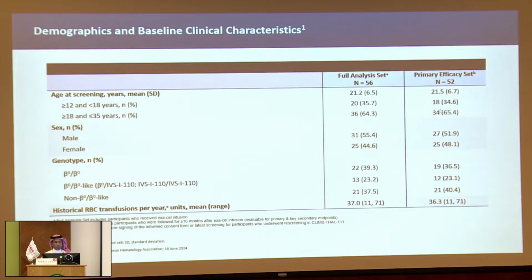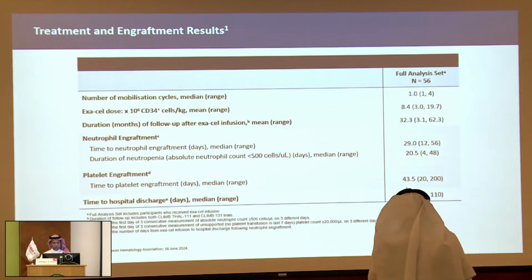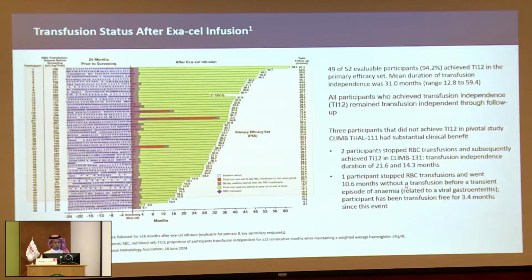Again, similar to the other patients, one third of the patients were adolescents and the rest were adults. Almost 60% of them have the severe genotype disease, and there are 40% non-beta zero, beta zero. For the infusion, one mobilization was required. The cell dose was 8.4 million, and the duration of the study was 32 months. The neutrophil engraftment was at day 29, and the platelet engraftment at day 43. It took around 40 days from admission to discharge.